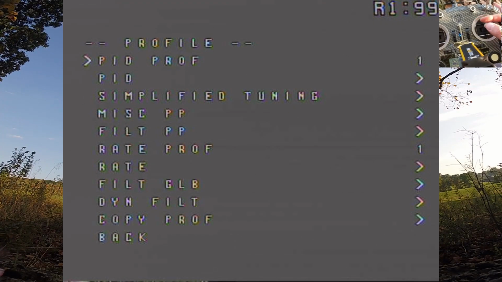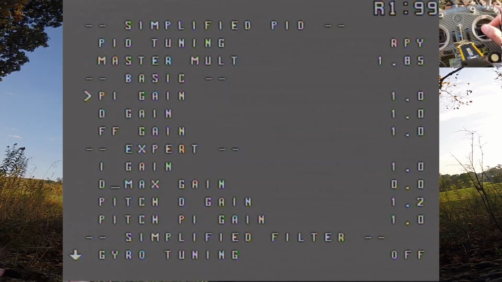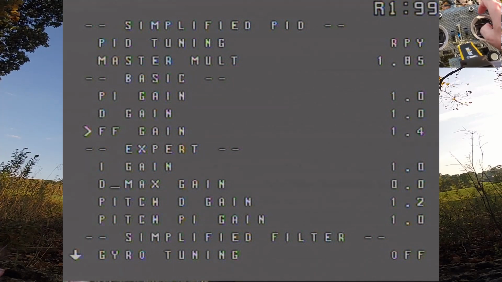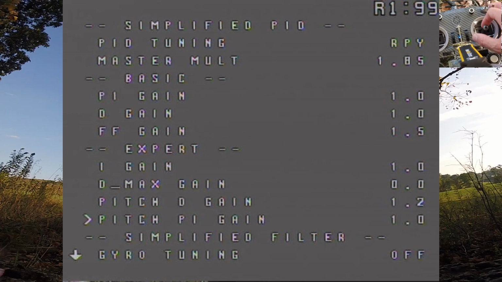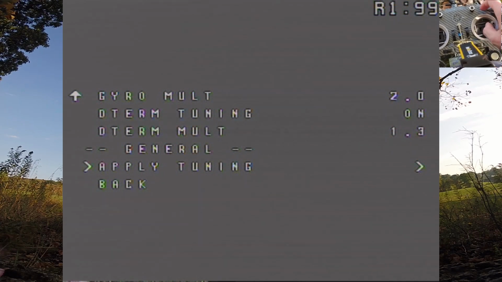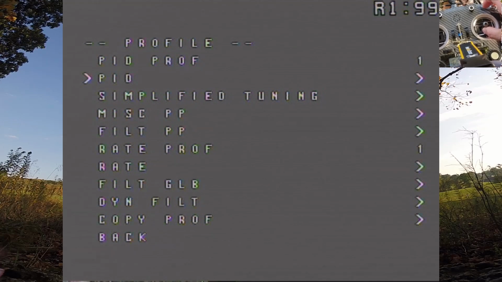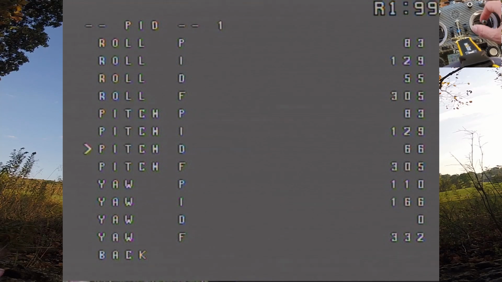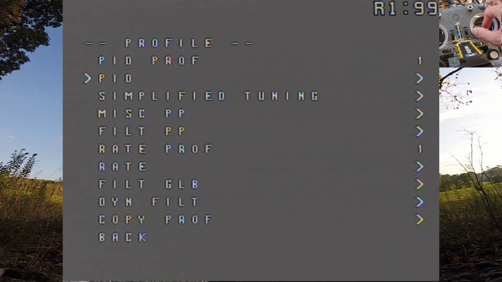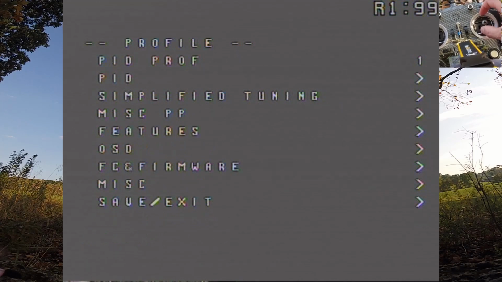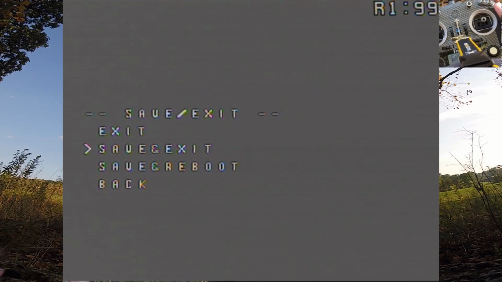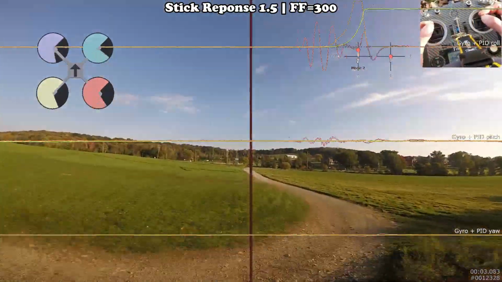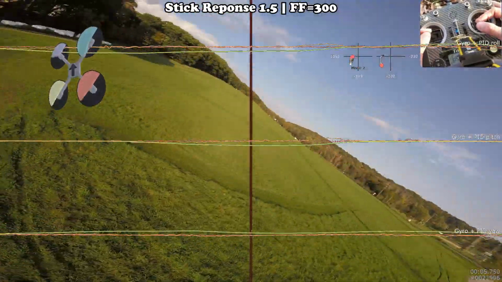All right, so we're going to go into the tuning slider here, and we're going to go into the feed forward gains, which should really be called stick response. We're going to bring that up to 1.5. We had 1.0 in the previous video, and this is a 5-inch quad, so that makes a lot of sense. So that gets me up to around 300, you can see. That's a pretty high feed forward value. Let's see what we see with that. Go down here, save and exit, and let's take a look. Yeah, looks pretty good, right?